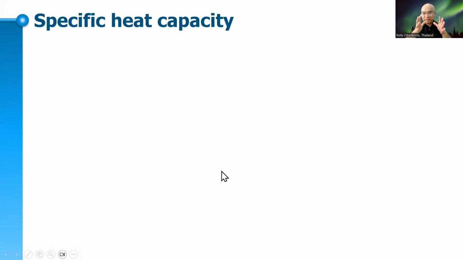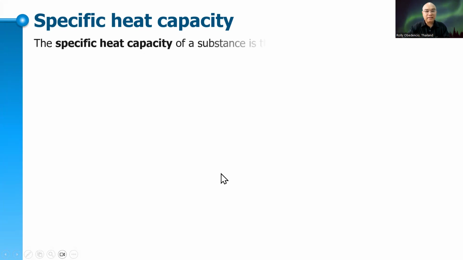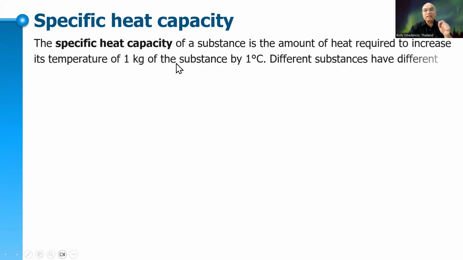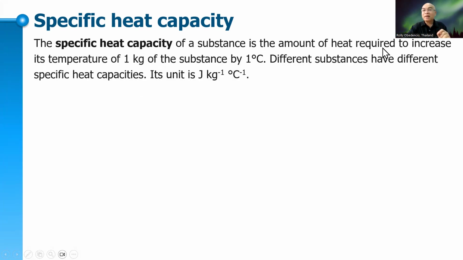Now, let's talk about specific heat capacity. The specific heat capacity of a substance is the amount of heat required to increase the temperature of 1 kilogram of the substance by 1 degree Celsius. Different substances have different specific heat capacities. Its unit is J, kJ, all right?